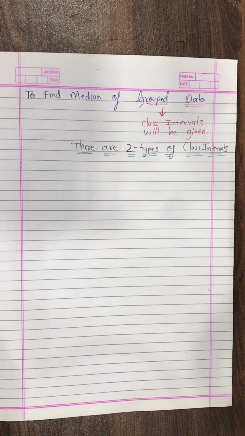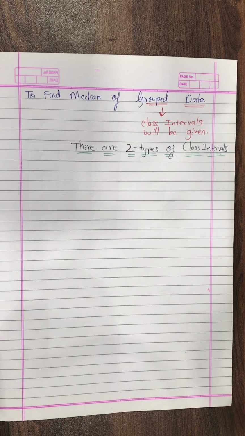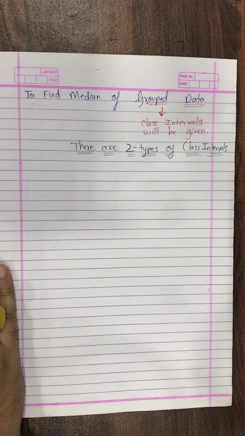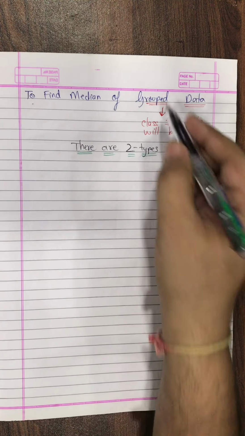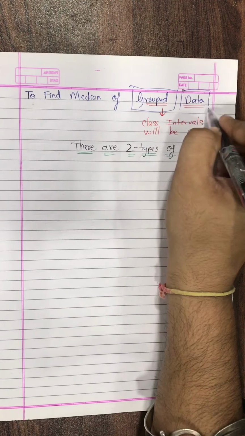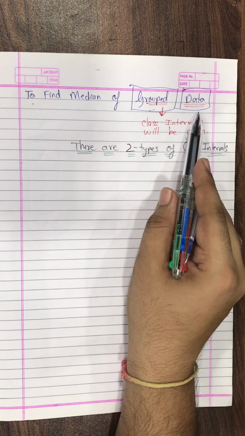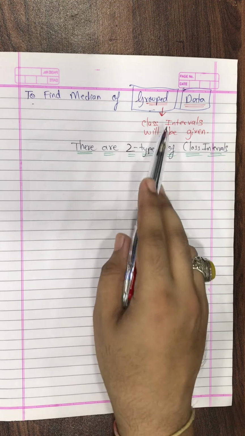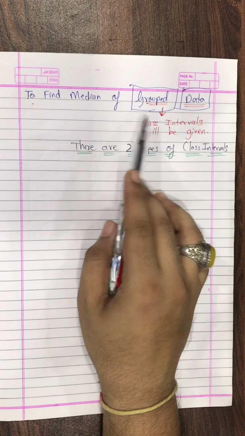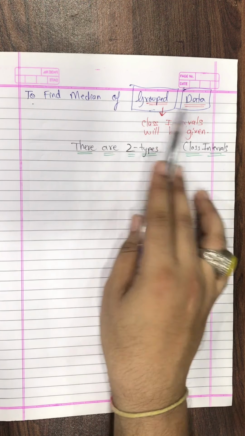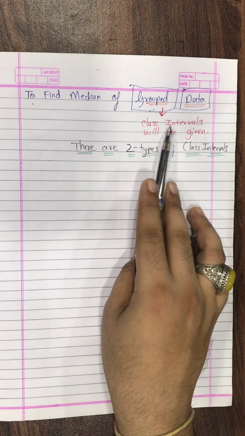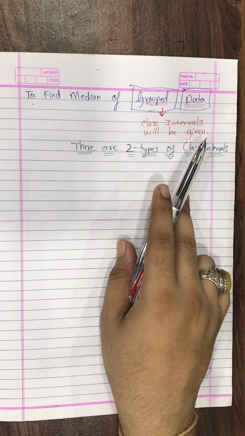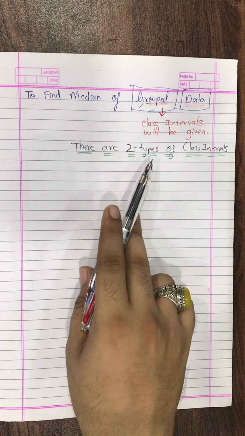Now students, starting with the most important part, just pay attention to my words, each and everything. To find the median of grouped data. What do you mean by grouped data? It means the class intervals will be given. So whenever we are asked to find the median of grouped data, which means the class intervals will be given, what steps do we proceed with? Let's see very quickly.